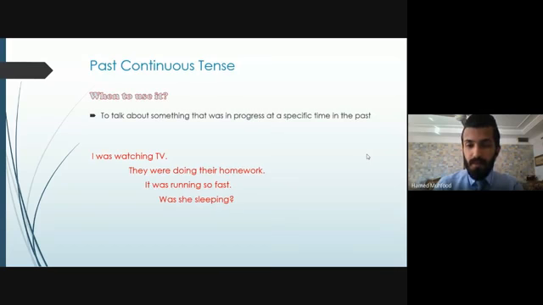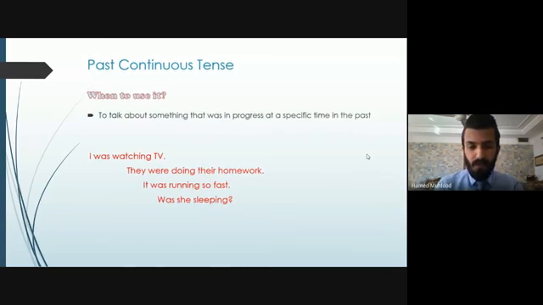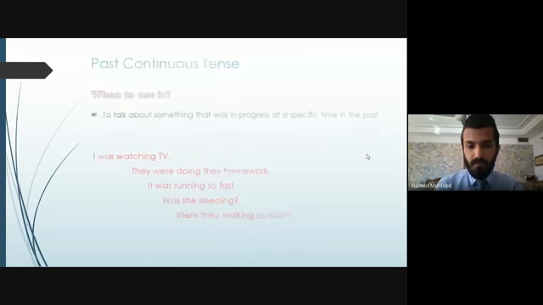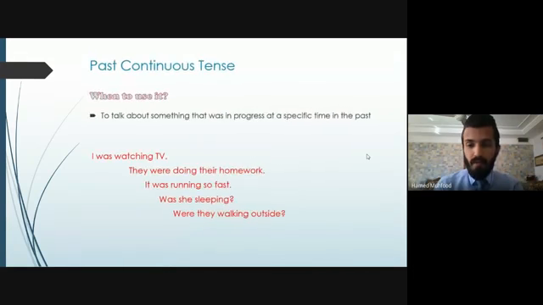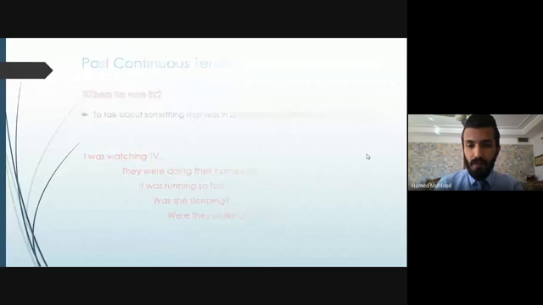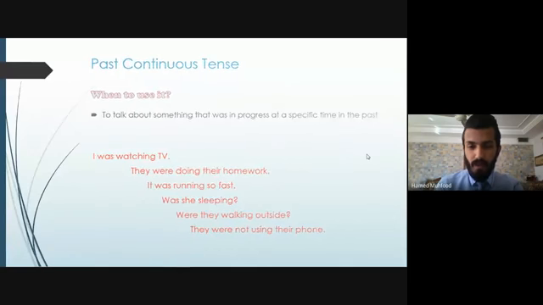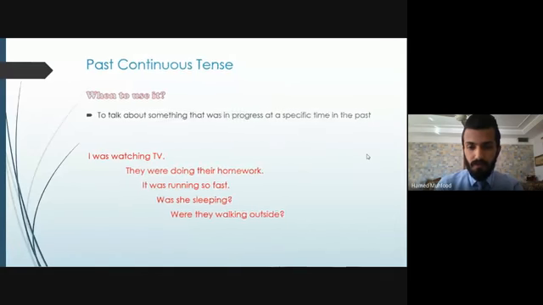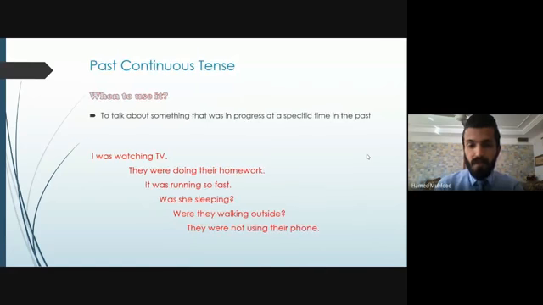Was she sleeping? This is an example of an interrogative sentence. Were they walking outside? An interrogative sentence using the past continuous tense. They were not using their phone. A negative sentence using the past continuous tense with this form of verb be, were.